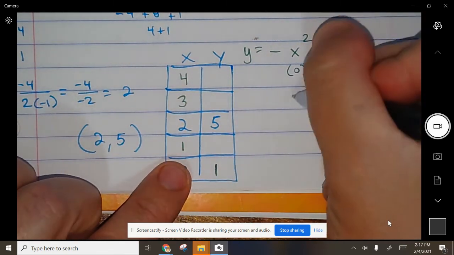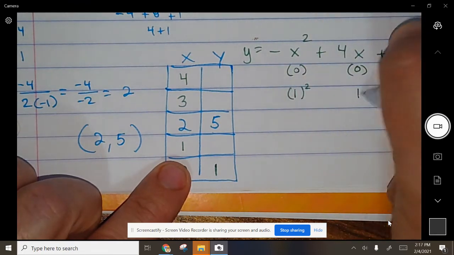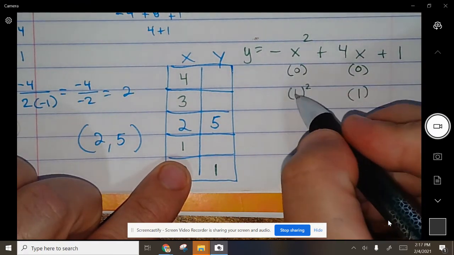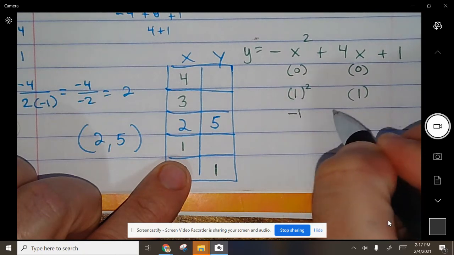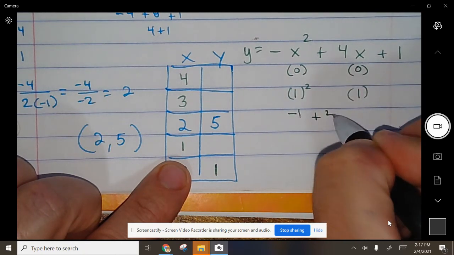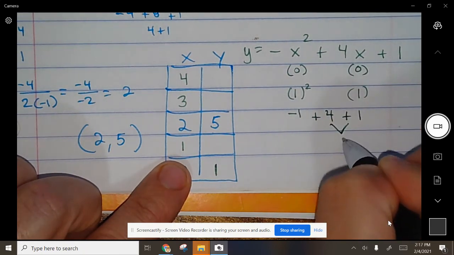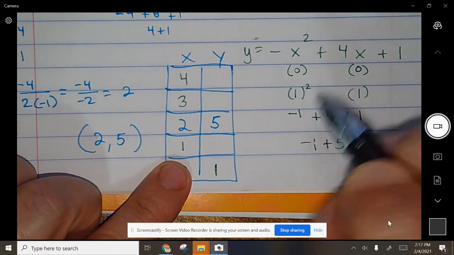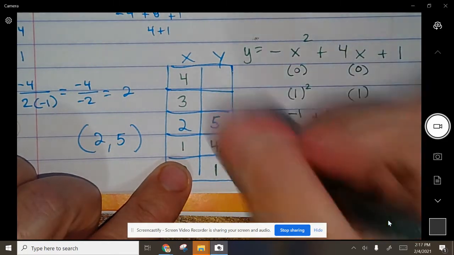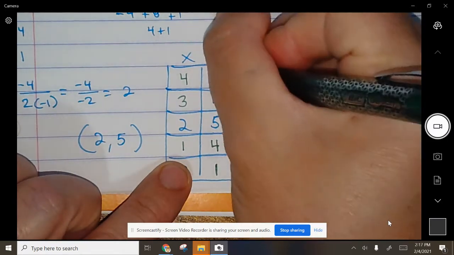What about 1? If I put 1 here, squared, and then 1 squared is 1, but the negative comes into play, negative 1. 4 times 1 is 4, plus 1. This becomes 5, negative 1 plus 5, that's going to be 4. You better believe this is 4, and this is 1.